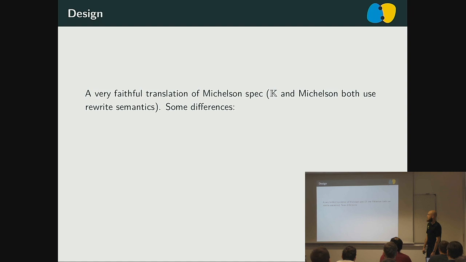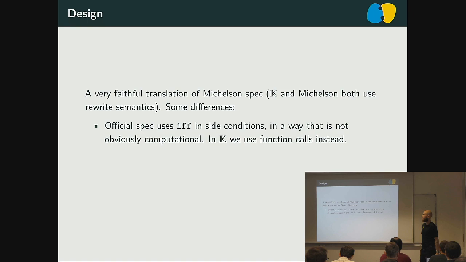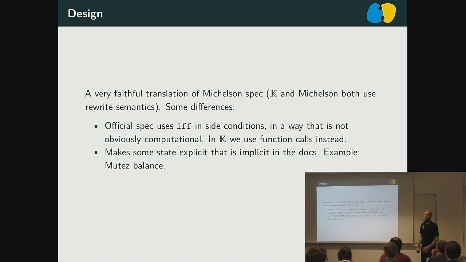The design of K-Michelson is going to look pretty familiar to you. It's a very faithful translation to K of the Michelson spec. There are a few differences. For one thing, it's a spec, so it's going to use these non-obviously computational side conditions. I'll show you later. We have to do calls through functions sometimes to get the spec to be computational. We make some state explicit that is not explicit in the docs, like the mu test. We have to actually put that somewhere so we can access it as a value.